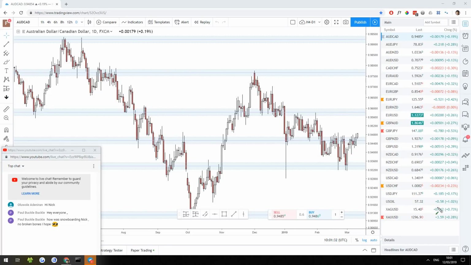In today's analysis, we're going to be looking for price action setups across all these pairs here, or across most of these pairs here. When I say price action setups, I mean reversals, continuations, all kinds of setups.